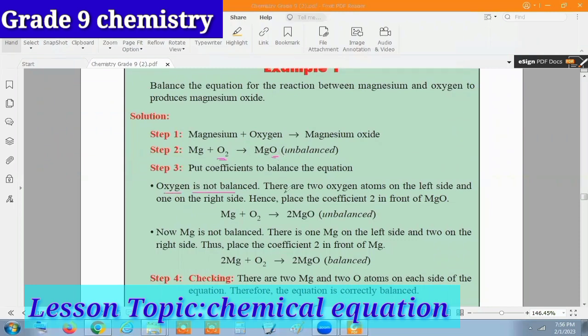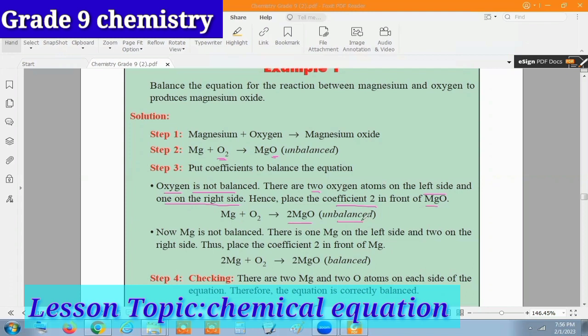There are 2 oxygen atoms on the left side and only 1 on the right side. Hence, place the coefficient 2 in front of magnesium oxide.